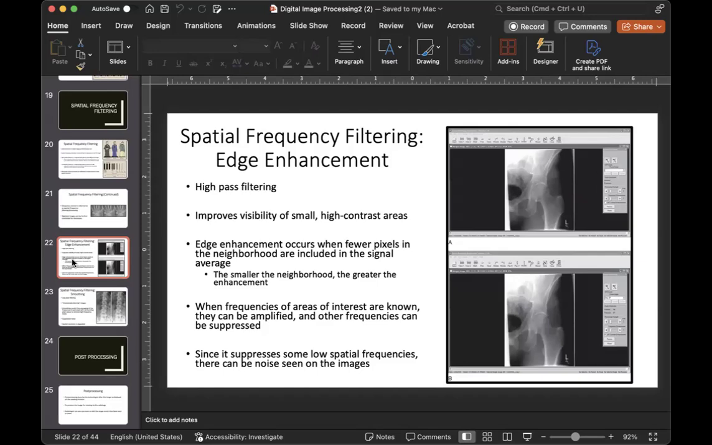So essentially, what's happening is we're looking at the edges of the image. It is very, very important. Look at the edges of an image, and then you can kind of see the sharpness. And so that's what edge enhancement does. It makes those edges more sharp.